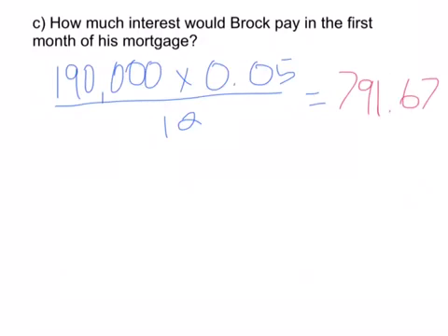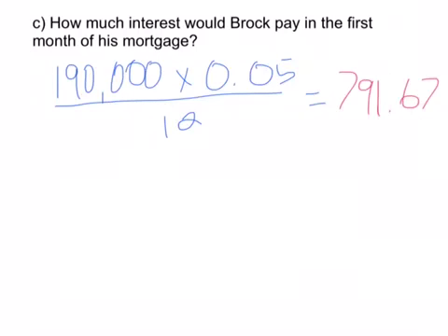So he gives the bank $1,105.80 every single month, which is what we figured out on the previous slide. In the first month, 791 of that goes into the bank's pocket. That's how much money they make off of Brock. And the balance of that, the other $300 and so dollars, which is the difference between his monthly payment and this, that's what actually goes against his house.